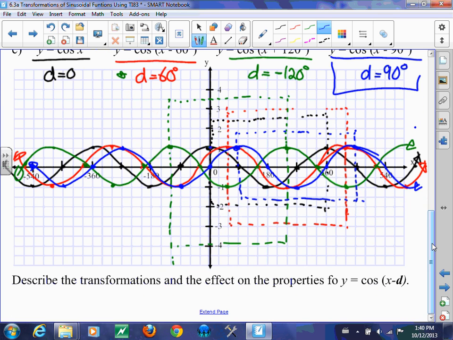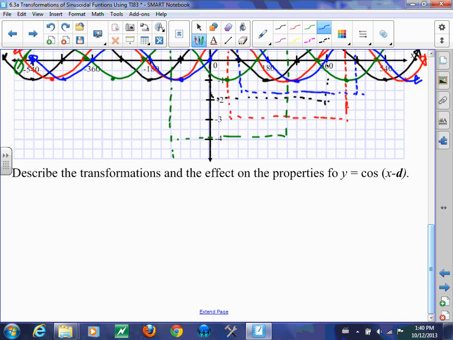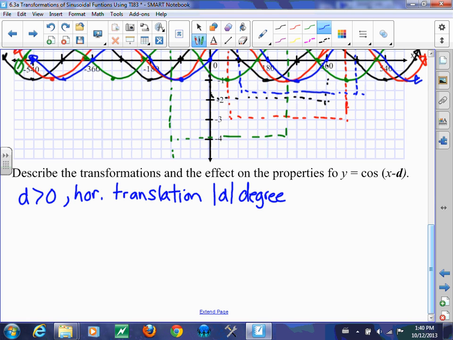All right, let's finish this up, guys. I know it's a long lesson, but lots of things to go over here. So just remember, guys, that if D is greater than 0, it's a horizontal translation, and it's going to be the absolute value of D degrees, right? Because we're now dealing with degrees.